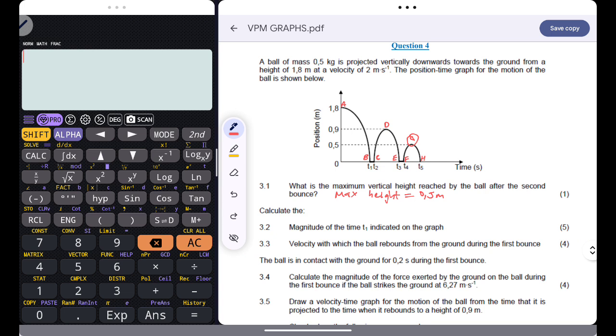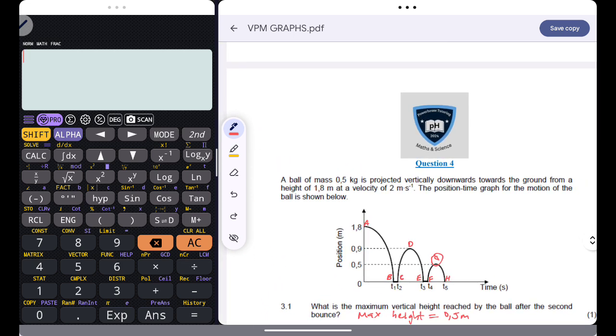Now they want us to calculate the magnitude of the time t1 indicated on the graph. Basically, they want us to find the time at which the ball reaches the ground. I'll just focus on path A to B now. From path A to B, my initial velocity.